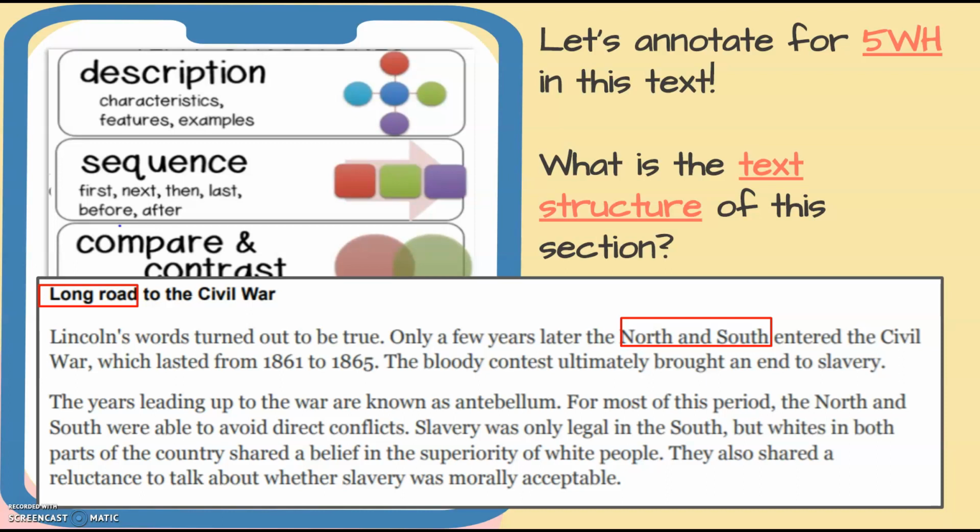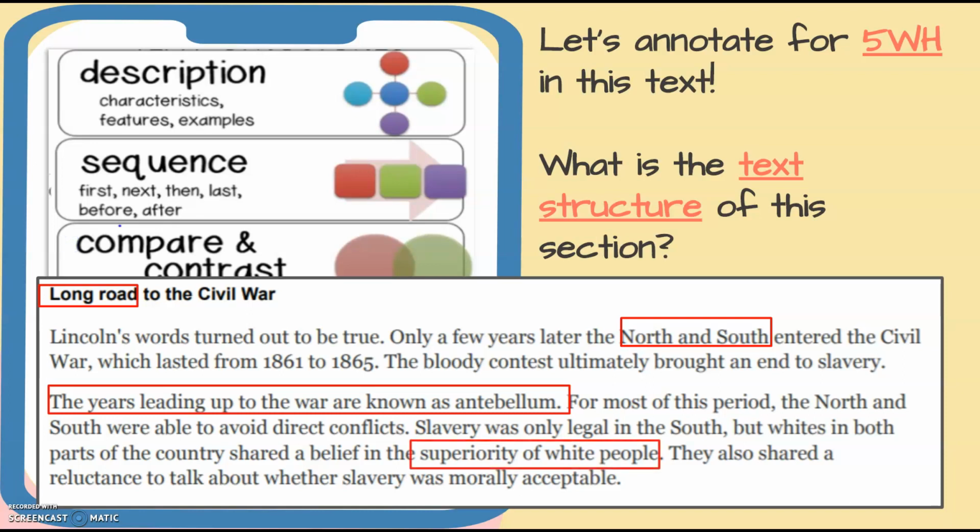In the first sentence, we learned our when. The long road to the war, the text says the years leading up to it, and the period leading up to the war was called antebellum. So we have already learned our when and our what. We also learned the why. There wasn't a conflict. We learned why there wasn't a conflict. Well, that was because the North believed whites were superior and didn't like talking about slavery. We didn't find a how detail and already know the where, which is in the North and the South.